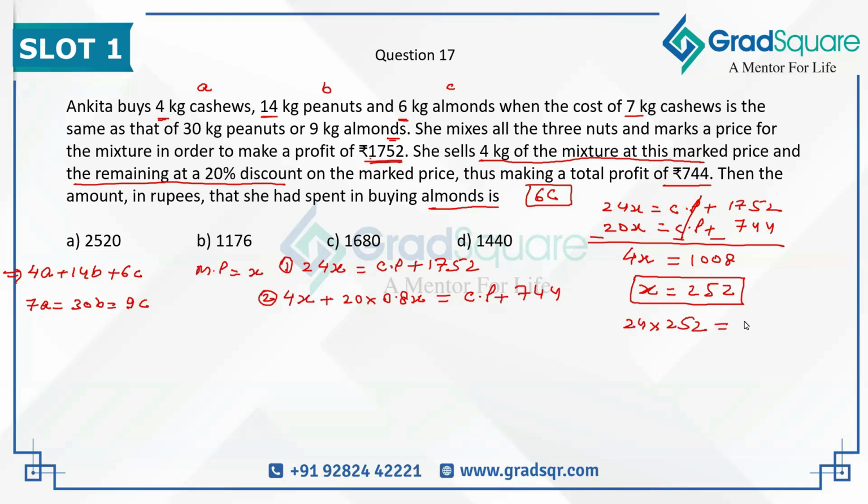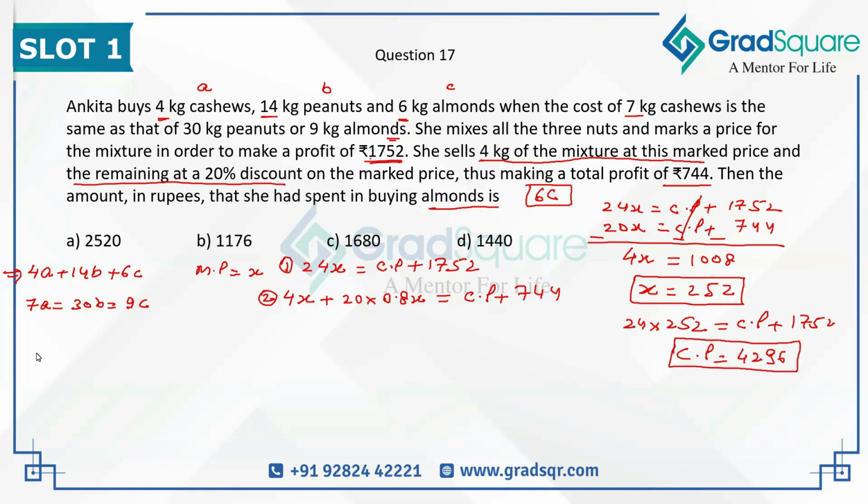I'm using the first equation. That should be equal to the total cost price plus 1752. If you solve 24 into 252 minus 1752, that's going to give you 4296. So the cost price of the mixture will actually turn out to be what? 4296. This is the cost price.